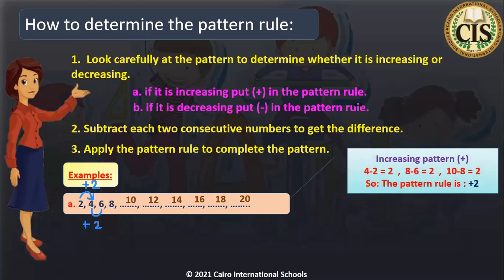So now we can see that this pattern is an increasing pattern because the numbers are getting larger. And the pattern rule is plus 2 because each time we are adding 2. Great.